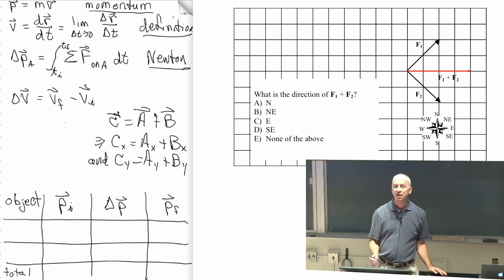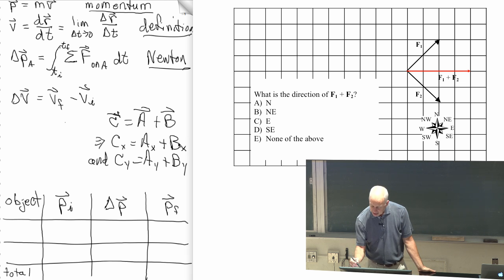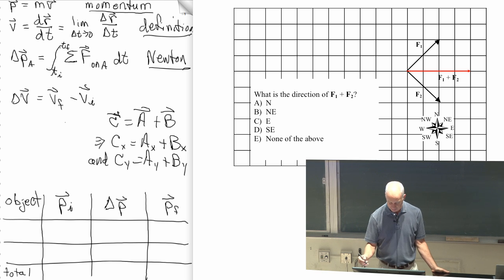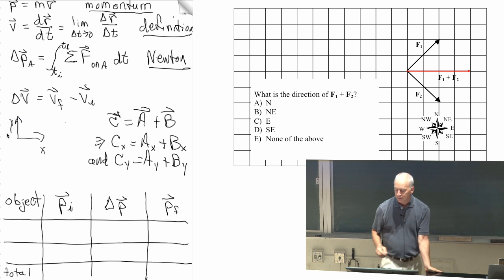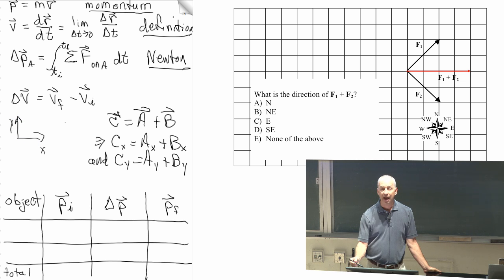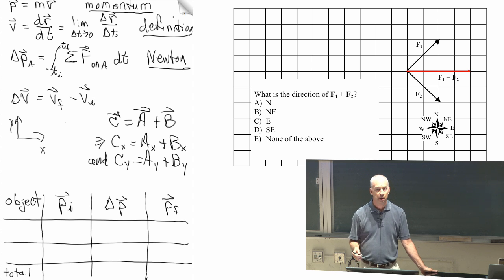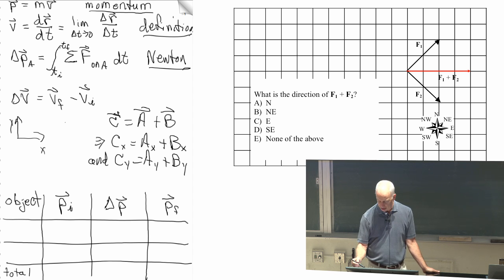If C is A plus B, then the x component of C has to be the x component of A plus the x component of B. If I take x to be to the right and y to be vertical, as I usually would, then the x component of F1 is the amount of F1 that goes to the right. That's two blocks. The y component of F1 is the amount of F1 that is upward, and that's two blocks. So the x component of F1 is 2. The y component of F1 is 2.